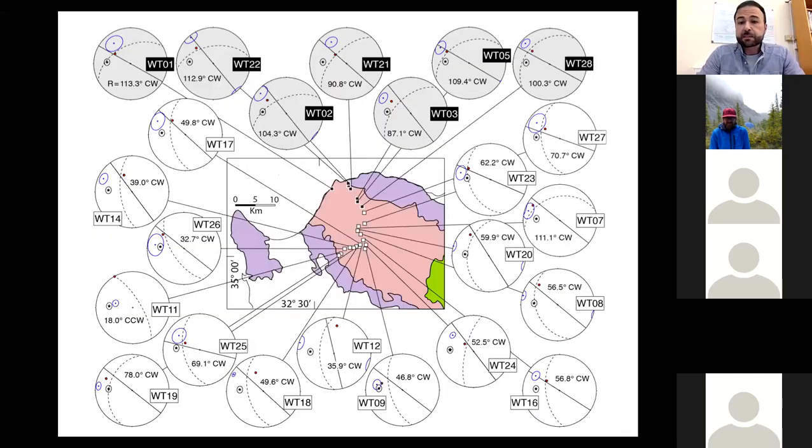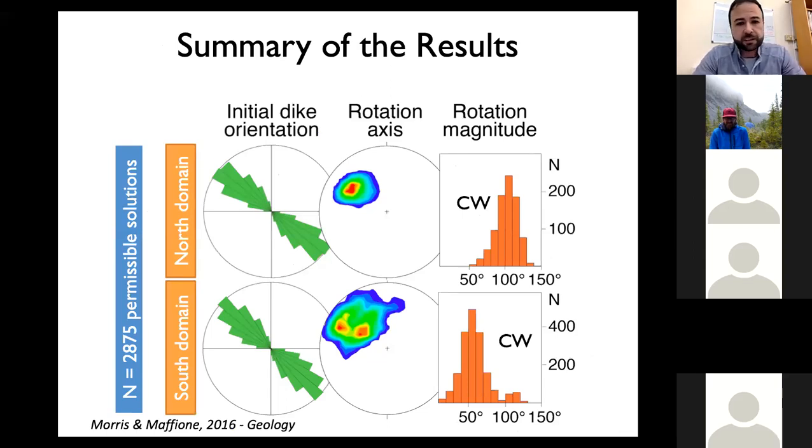So we applied a net tectonic rotation analysis, because again, you cannot apply a simple tilt correction analysis to dikes. We applied net tectonic rotation on all of these sites, and we calculated the initial dike orientation before deformation and the rotation axis for each one of these sites. The summary of all this analysis is in this figure, and I've divided here the results from the northern domain, which is the one that shows more east-west dikes in situ, from the southern domain, which is closer to the expected north-south directions of the dikes.